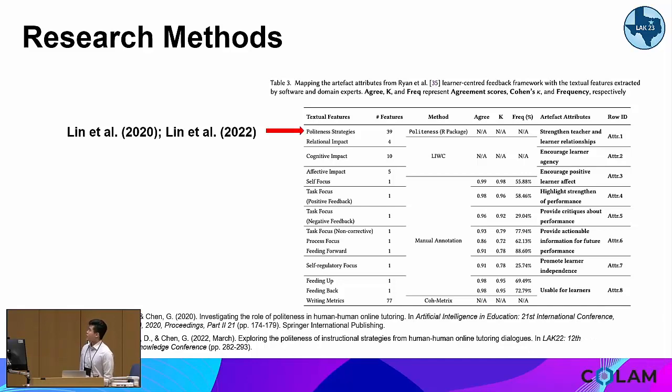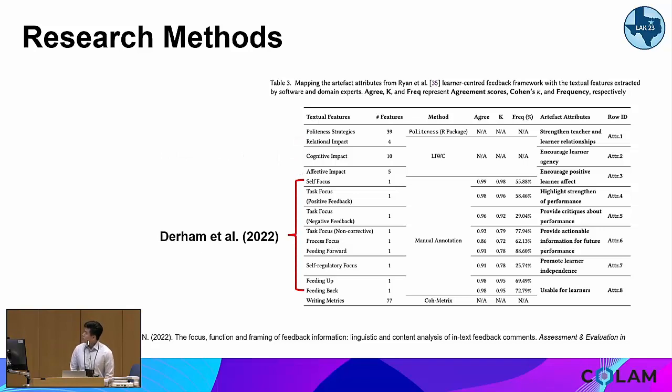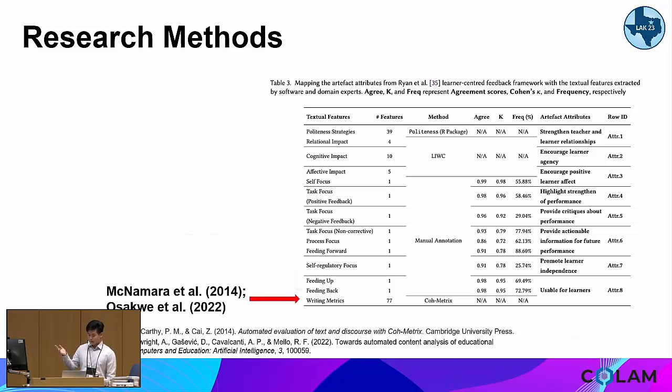So to do the analysis, we got some inspiration from the prior works. Regarding the first attribute, that's about strengthening teacher and learner relationships, we use the Platonist strategy package to analyze the Platonist component. And then we also rely on traditional natural language processing tools to analyze the relational impacts, cognitive impacts, and also the affective impacts. And then also building upon the Durham work, we also analyze the four-level focuses and also feedback type based on the Hattie and Timperley work, including the task focus, process focus, feeding up, feeding forward, and also feeding back. And finally, we also investigate the feedback readability and also other metrics, for example, the detail level of the feedback, by using the Coh-Metrix tool.